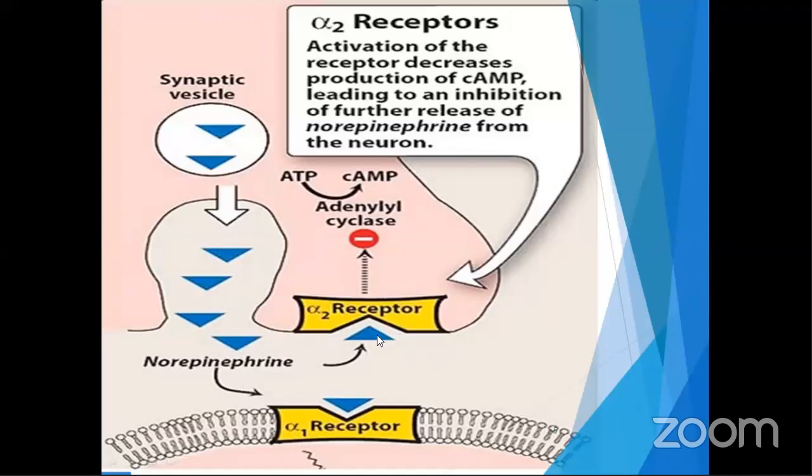What is to be remembered in this case is that if we are blocking the alpha-1 receptor, it's going to cause inhibition and only inhibition. Okay, so this is the basis of alpha-1 receptor inhibition and the alpha-2 receptor inhibition. I think it's very much clear. If you still have any doubt, you can clarify at the end.